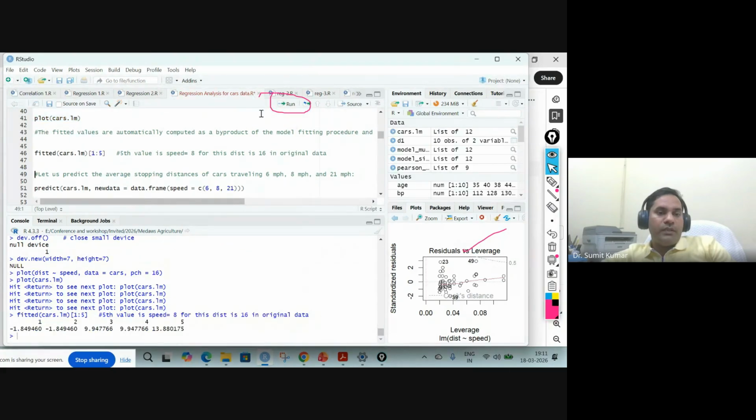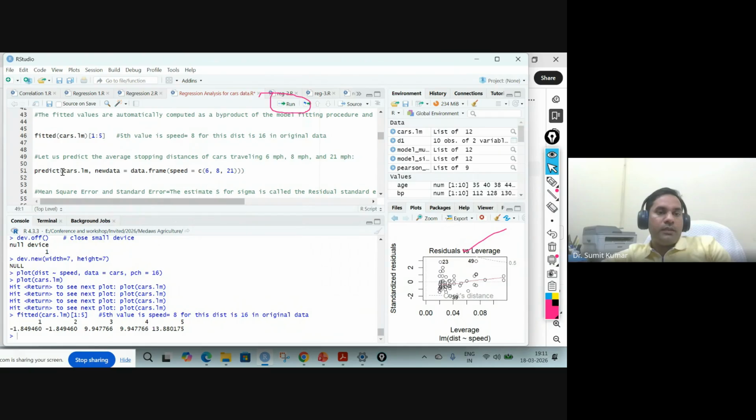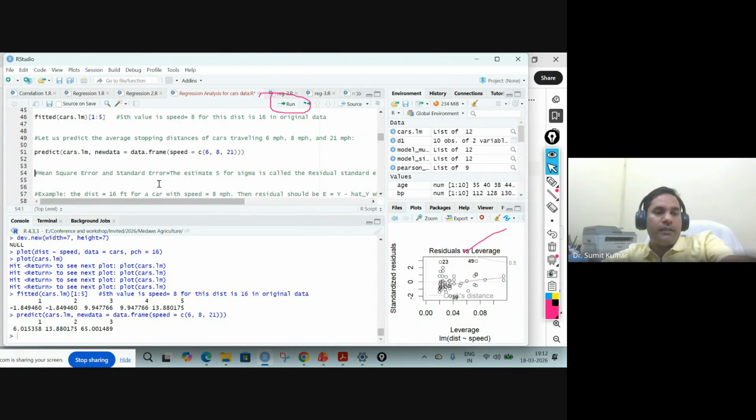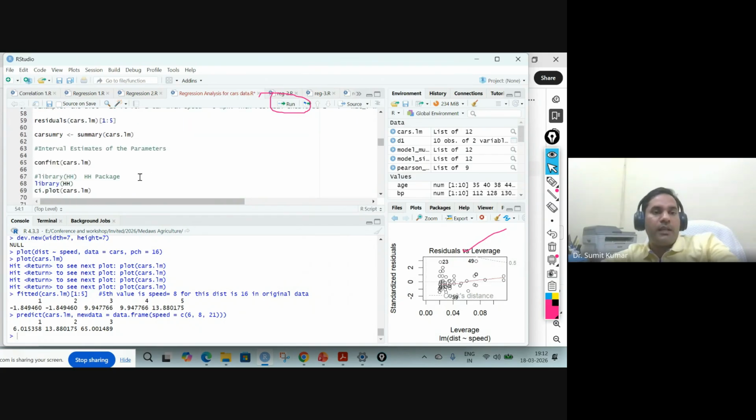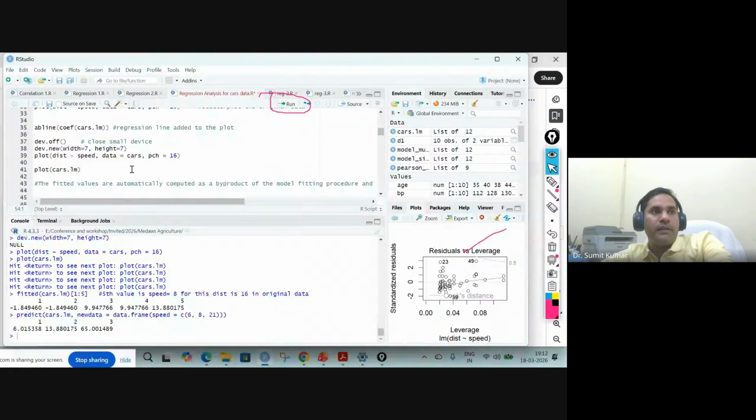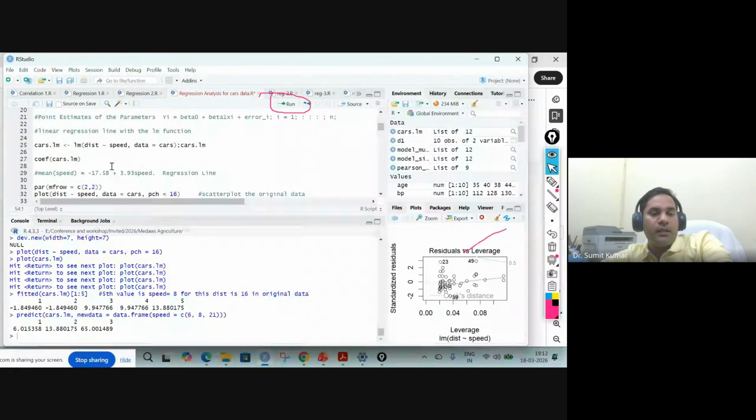Fitted values, if you want to see them, use the command predict. All the commands that we have used here earlier will be the same. Okay, I just want to show the method here. It means whatever commands you are using, they will be the same whether you have taken the data from here or from somewhere else.